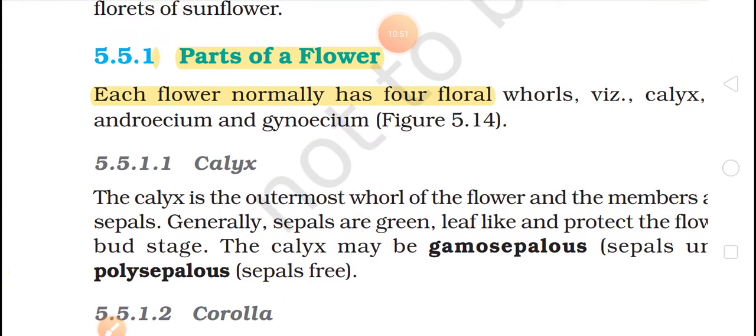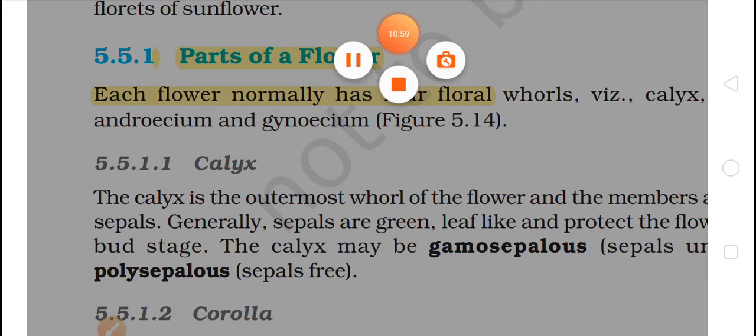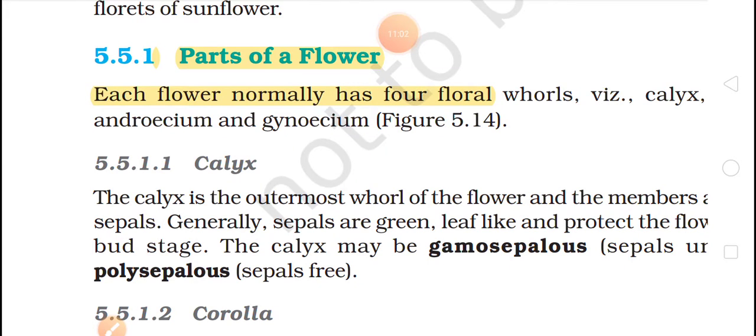Now, next is the parts of flower. Next that we'll discuss is parts of flower. So the four parts we know already. The first is calyx, and this calyx is also known as the sepals. The function of sepals is to protect the flower during bud condition. So basically calyx helps in protection.